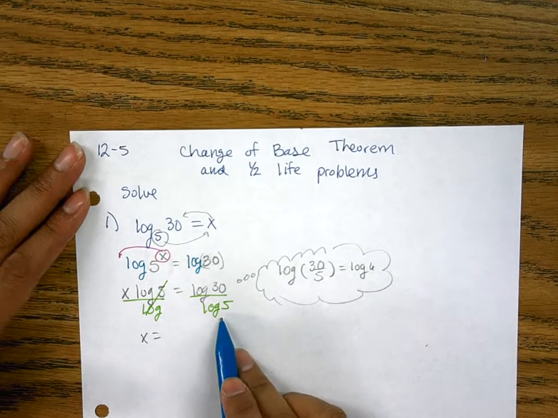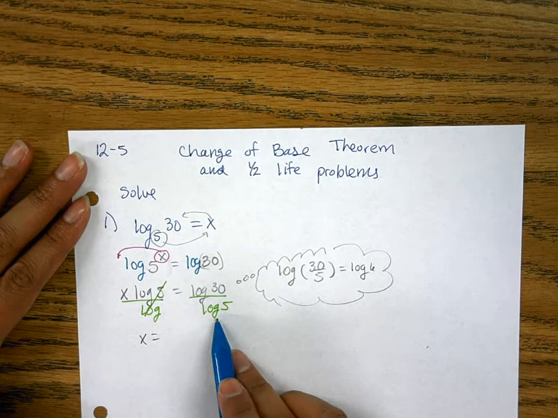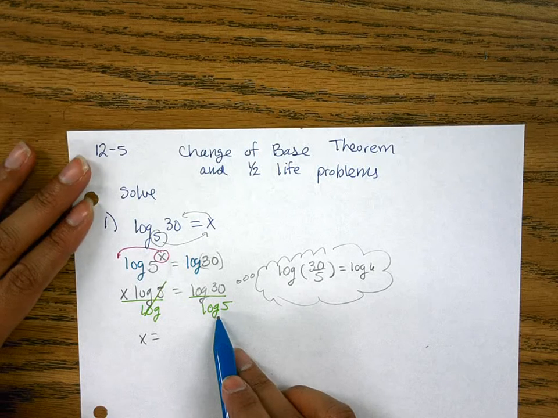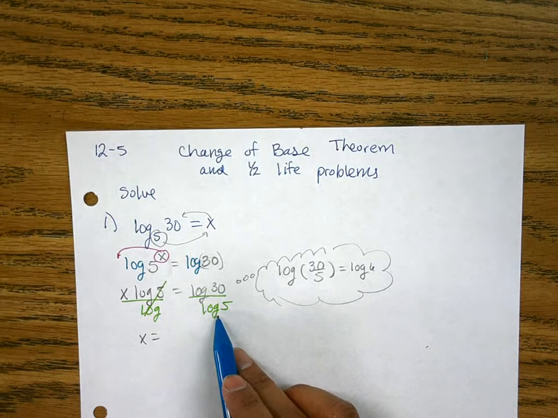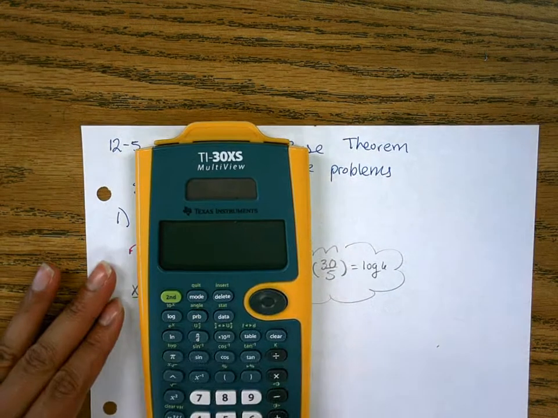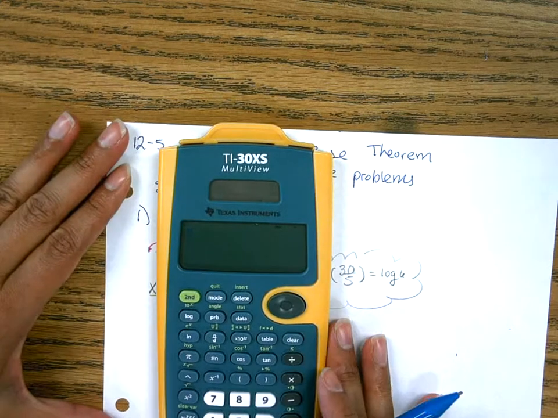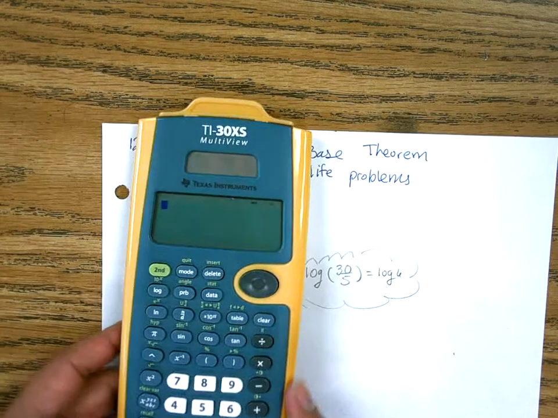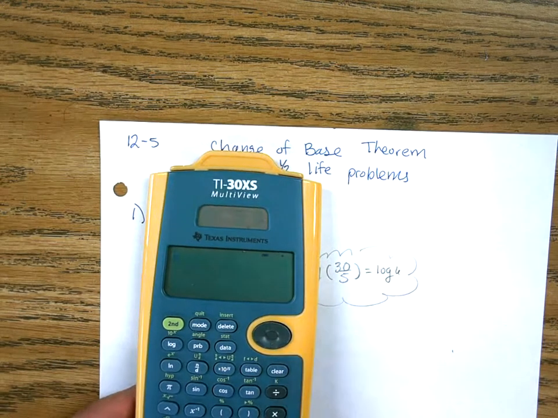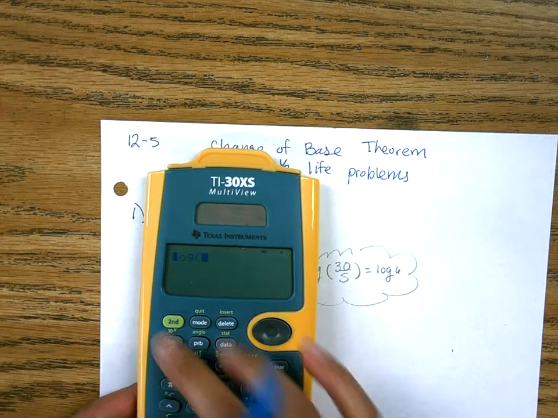This one here does equal log of 6. That one is okay. This one here does not equal log of 6. Cannot reduce. You just have to plug it in your calculator separately. So log of 30 divided by log of 5.